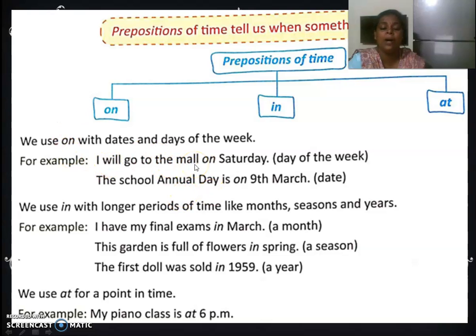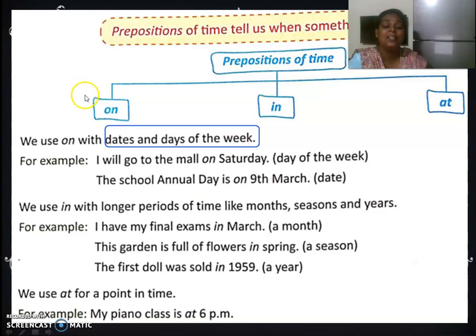I will go to the mall on Saturday. So dates and days of the week. So for Saturday, like days of the week, Saturday, Sunday, Monday, Thursday, Friday, like that. If it is the days of the week, we use on. On Saturday, I did this work on Saturday. I went for swimming on Friday. So I go to drawing class on Thursdays. Like that, when the days are mentioned, we use only on.